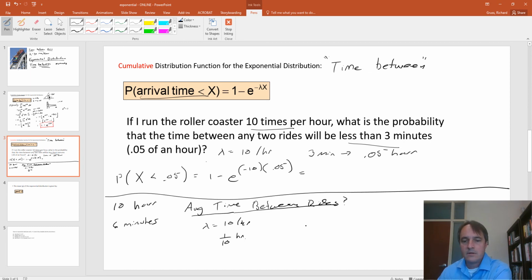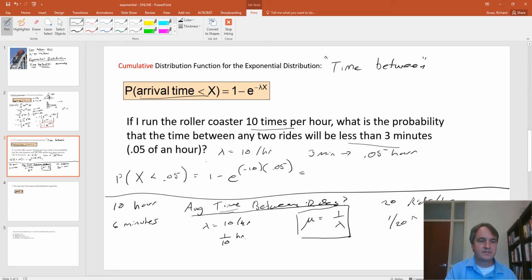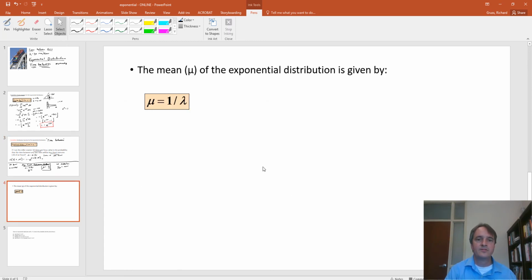And so in general, the average for an exponentially distributed random variable, in this case the average time between, is going to be 1/the rate. So if I do 20 rides per hour, the time between rides is 1/20th of an hour. The average is just going to be 1/the rate. And that's here on this slide. So the mean of an exponential distribution is given by just 1/the rate. Hopefully that last example made that clear.